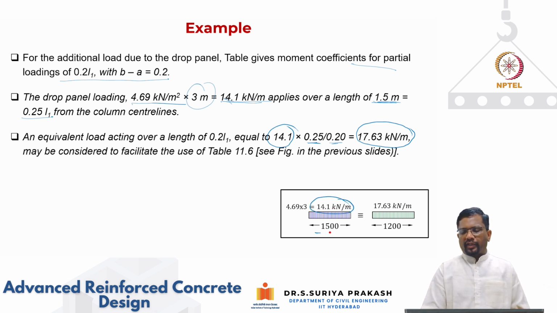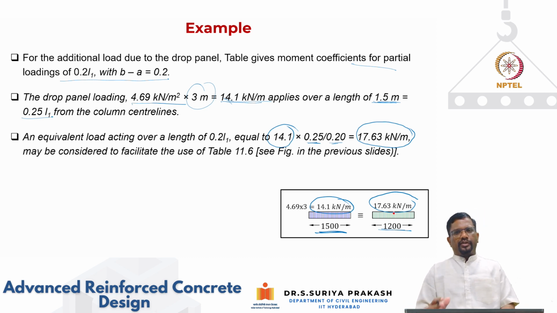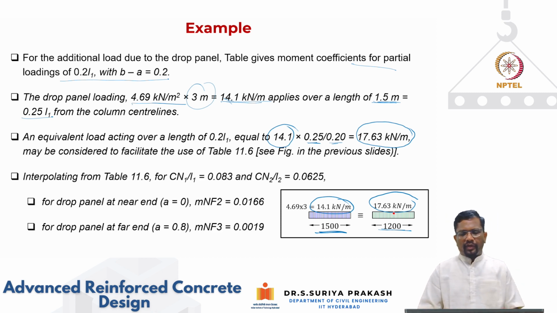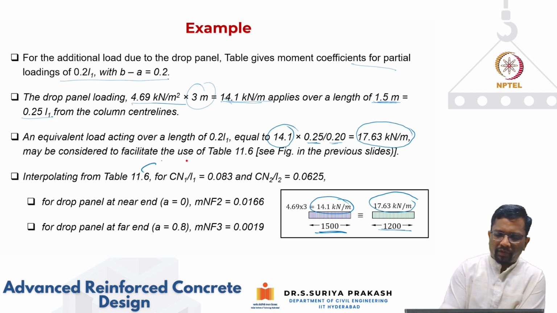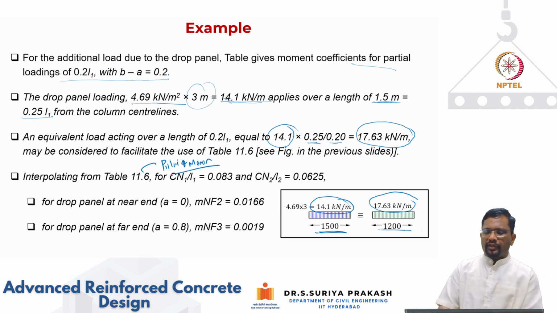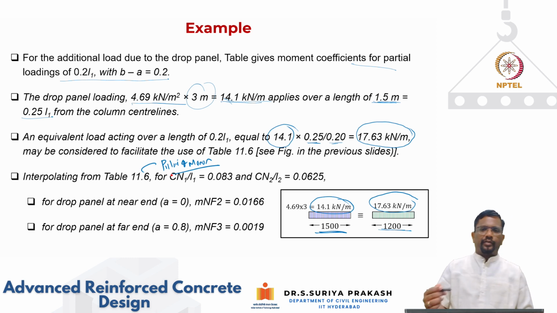14.1, which is acting at a distance of 1500, has been converted into an equivalent load of 17.63 acting over a distance of only 1.2 meter. So it's just a simplification that we are doing so that we can use a ready-made table that is already available. Again, if you go back to table 11.6 in your book, okay, these tables have been recreated from ACI code and for standard boundary conditions.